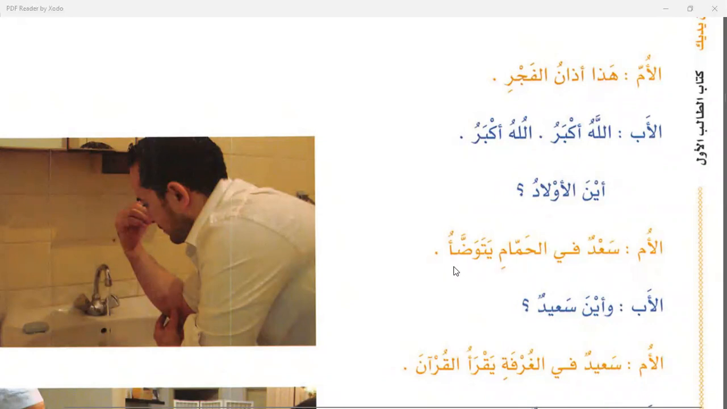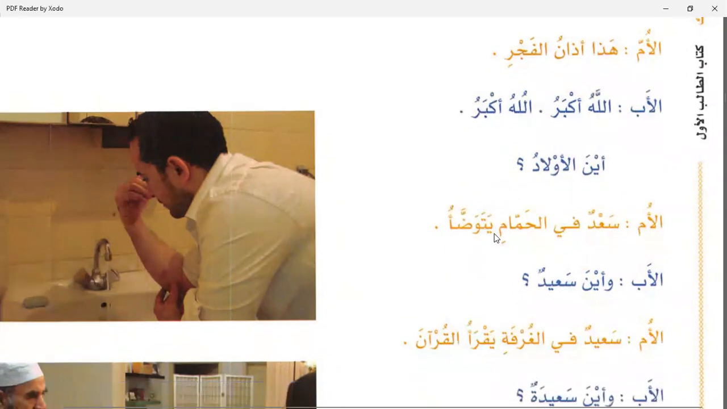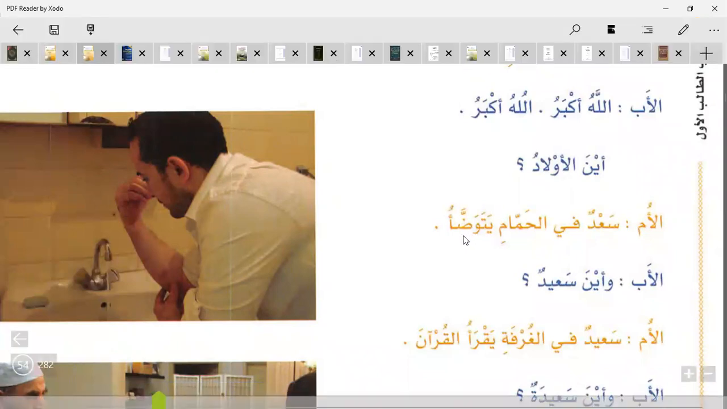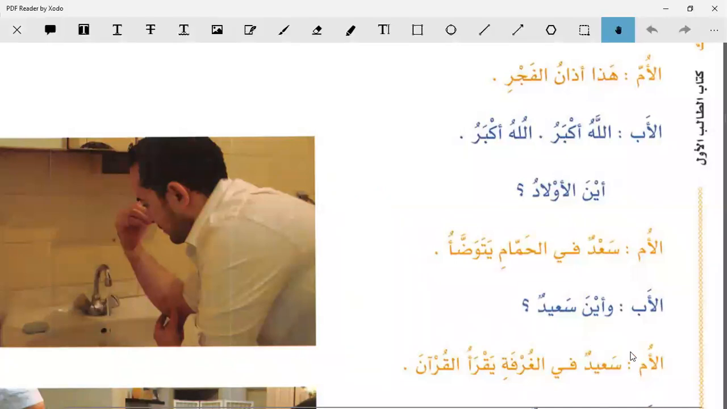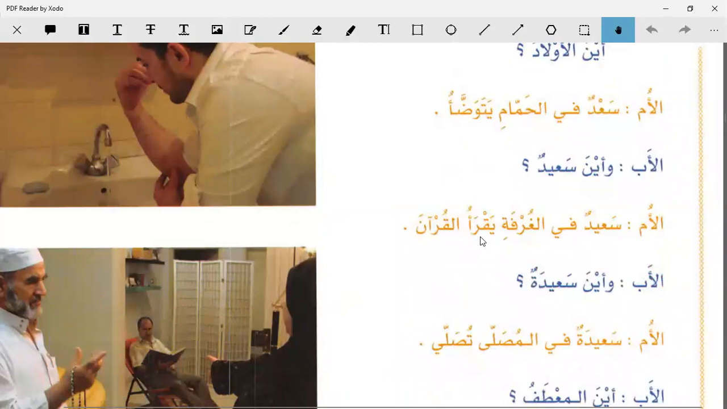He is making wudu. So here you are introduced to the verbs. Yatawadda'u means he is making wudu. Ya means he, and tawadda is for wudu. So this type of ya means he. Saad fil hammami yatawadda'u. Saad is in the bathroom. He is making wudu. Al-ab, the father: Wa ayna Sa'id? And where is Sa'id? Al-um, the mother: Sa'id fil ghurfati yakra'u al-Qur'an.